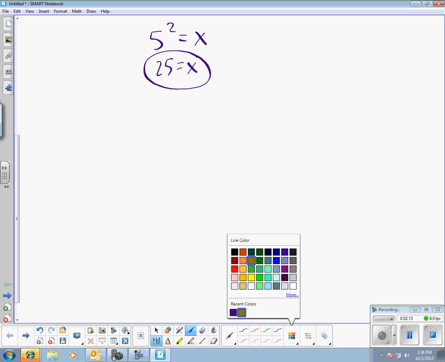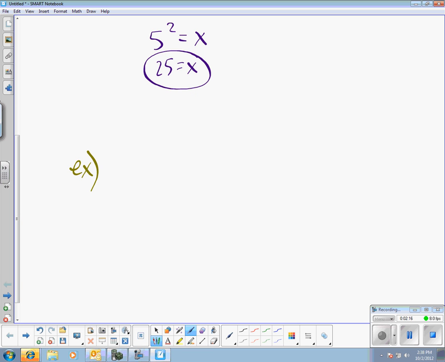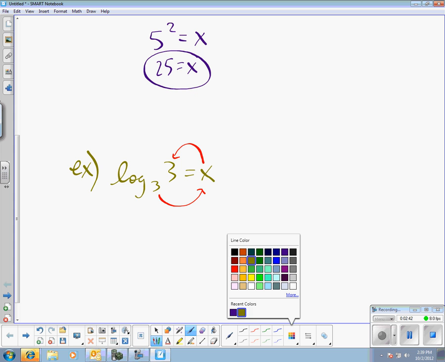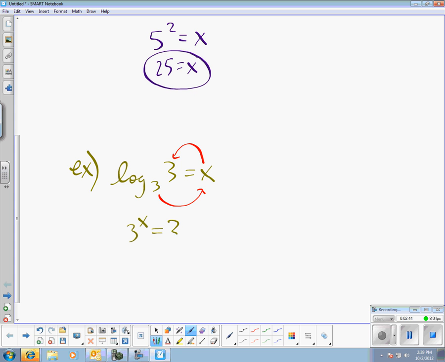Okay, so let me get another good color. How about one like this? Log base 3 of 3 equals x. In this case, the x is the unknown. It's over on the right by itself. So what this is saying is, what do I need to raise 3 to, to get 3? And hopefully that comes to you pretty quickly. 3 to the what equals 3? Well, x has to be 1 because 3 to the 1 equals 3.